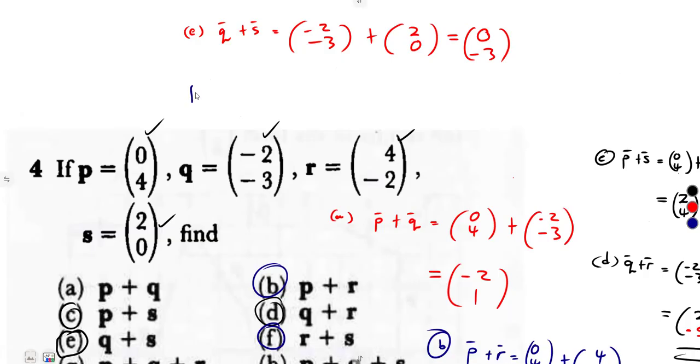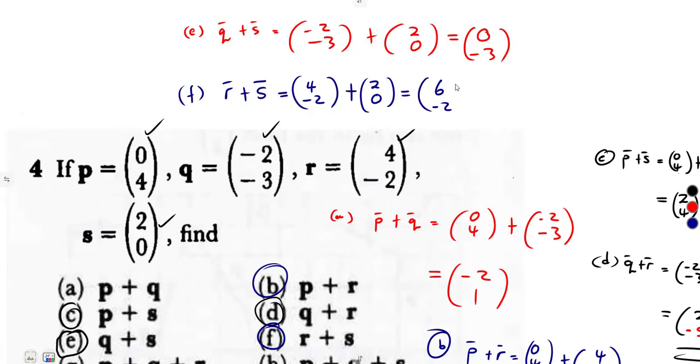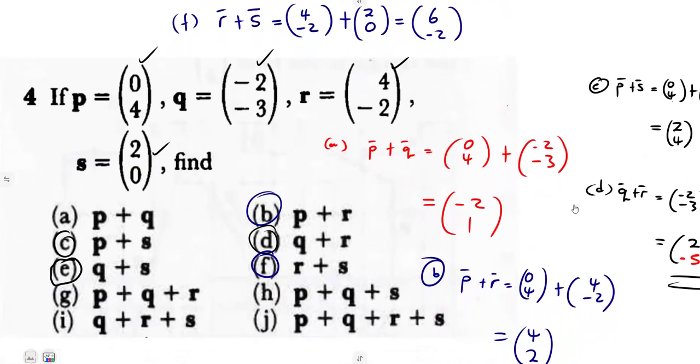Then F, that was vector R plus vector S. So our vector R is 4, -2. We add vector S, which is 2, 0. So let's add 4 plus 2. 4 plus 2, that's a 6, okay? Then -2 plus a 0. What are we adding to -2? Nothing. So it's just going to remain as -2.